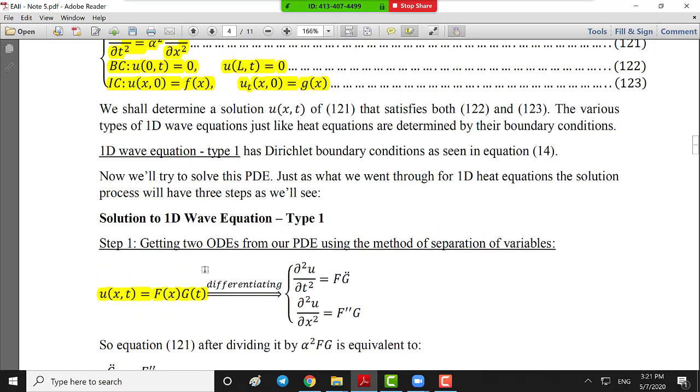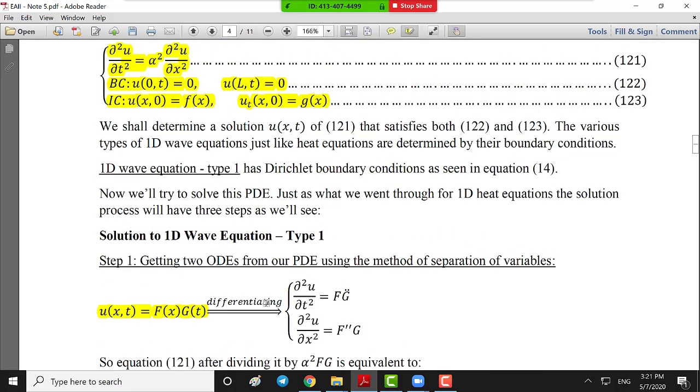Now, if we differentiate this u two times with respect to t, we're going to have f g double dot. And you remember that dot means derivative with respect to time, right? And for ∂²u/∂x², you see that it is equal to f double prime times g. And you remember that prime denotes the derivative with respect to x.